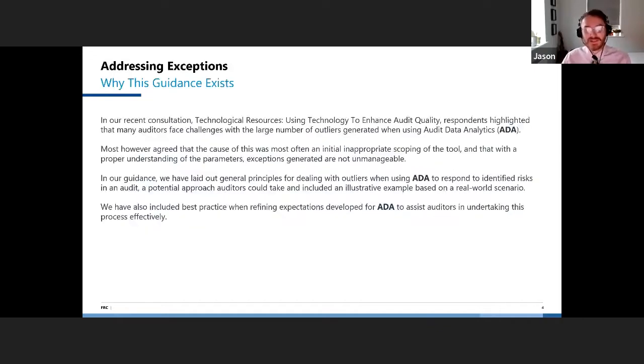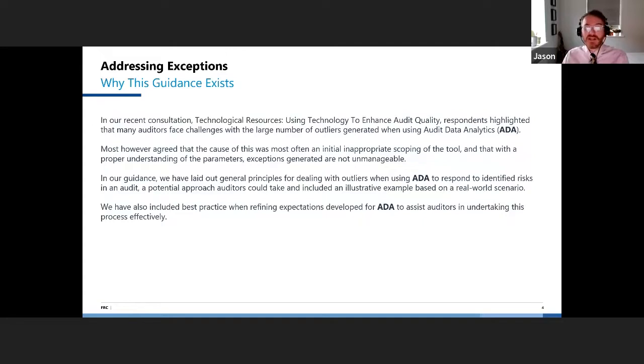Thinking then about the guidance that I'm here to talk about today is really to consider why this guidance actually exists. I take you back a little bit in time to 2020/2021. We put out a consultation called Technological Resources: Using Technology to Enhance Audit Quality.